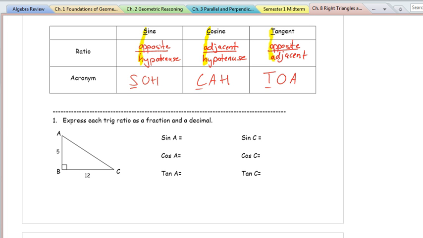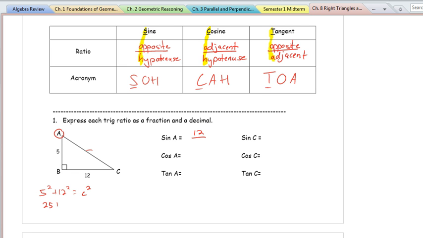So using that, we're just going to get in the habit of practicing some of this. Express each trig ratio as a fraction and a decimal. Okay, so if we look at this, the sine of A, so we're focused on just angle A right now. Angles are always the capital letters. We would say that sine is opposite over hypotenuse. So opposite of angle A would be 12 over its hypotenuse. Well, we don't know that. So what we could do to figure out the hypotenuse is say, okay, this is a right triangle. I know two sides. Let's go ahead and figure out what this is.